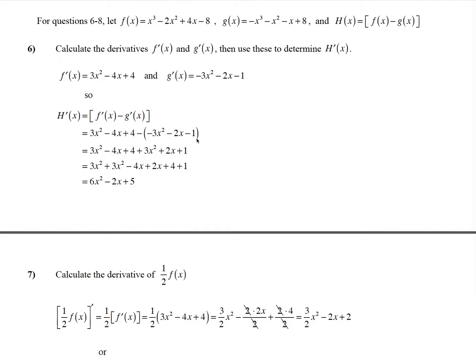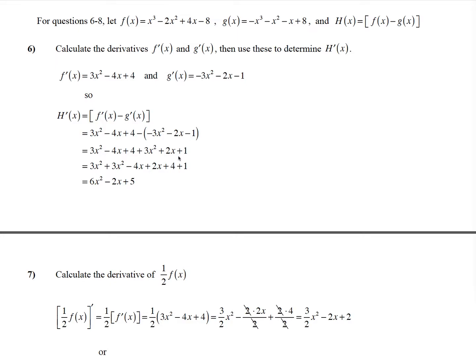And so a simple way of looking at that is that you just change the sign of each of these and add. So a negative of a negative is a positive, a negative of a negative is a positive, and a negative of a negative is a positive.